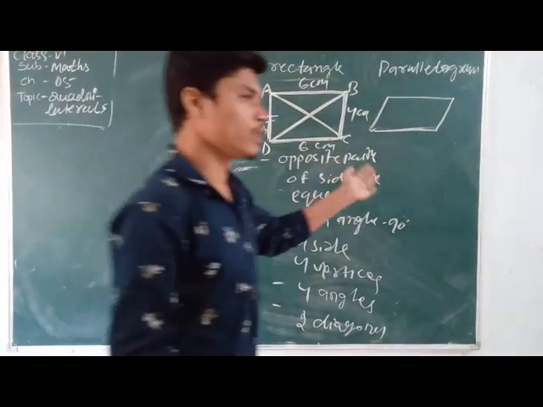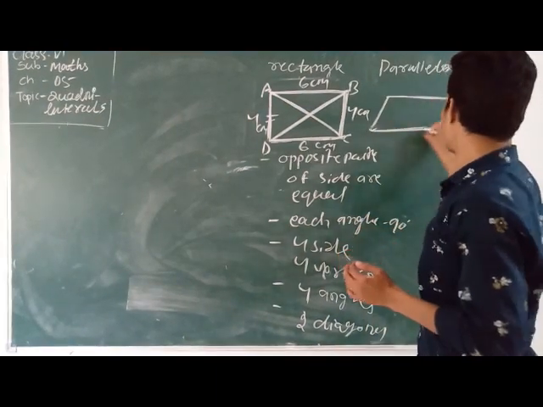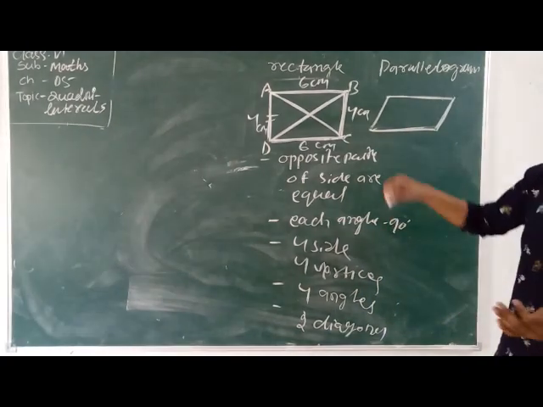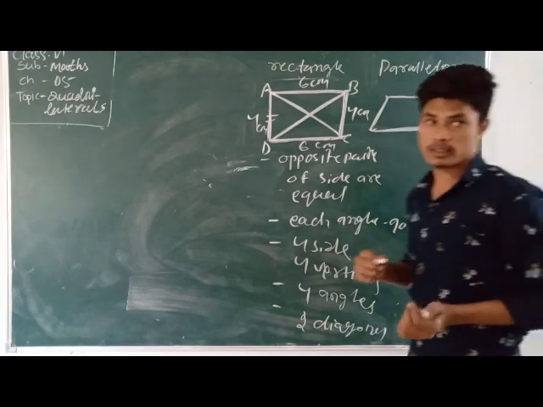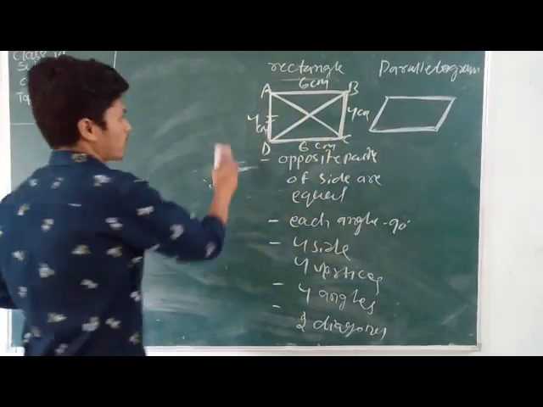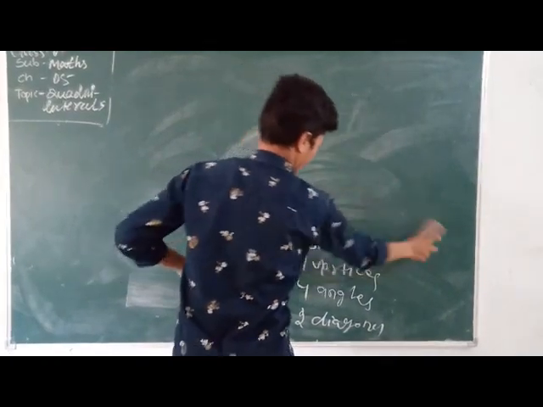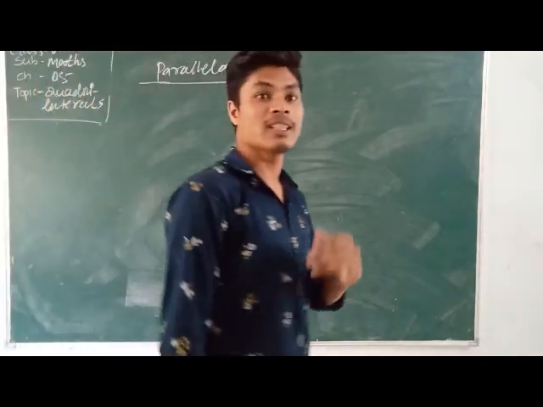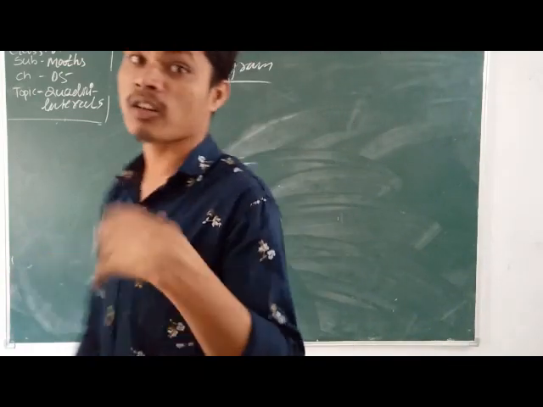The same property is also in a parallelogram. In a parallelogram, opposite pairs are parallel and equal, but the angles are not 90 degrees. The opposite angles are equal, and opposite sides are equal and parallel. Now we discuss the parallelogram. What is a parallelogram? Each pair of opposite sides is equal and opposite angles are equal, but the angles are not 90 degrees.